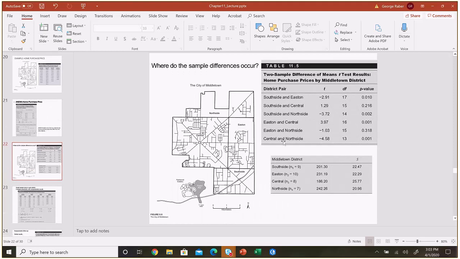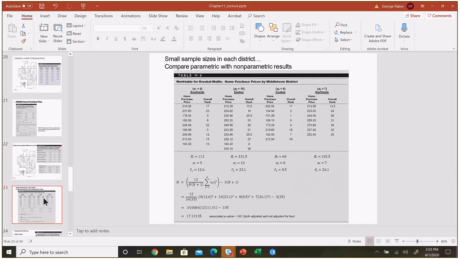Sorry, this is just looking at each individual pair. Sometimes this is useful because we want to see, well, are the south side and the central different? No, they're not that different. Are the east and the central different? Yeah, those are very significantly different. Eastern and central are very significantly different. So that's looking at each pair of t-tests.